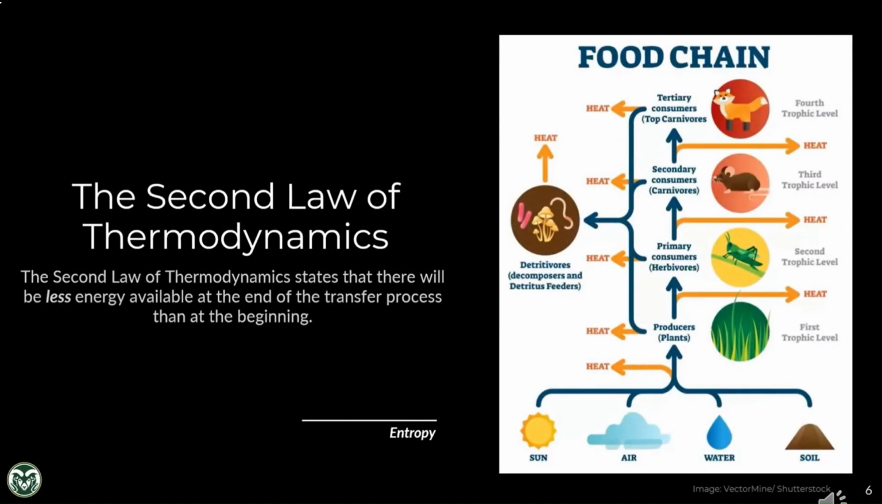The second law of thermodynamics states that when energy is transferred, there will be less energy available at the end of the transfer process than at the beginning. And this kind of makes sense when we break it down. So let's think about it, okay? So this law states that due to entropy, which is the measure of disorder in a closed system, all of the available energy will not be useful to the organism. Entropy, or disorder, increases as energy is transferred.